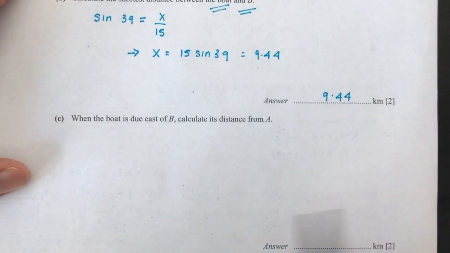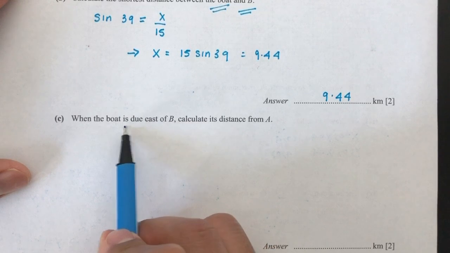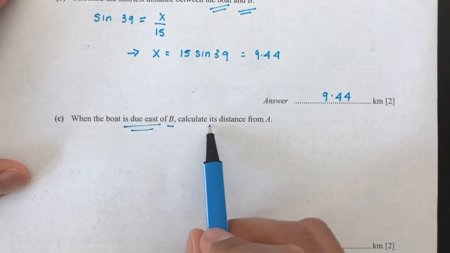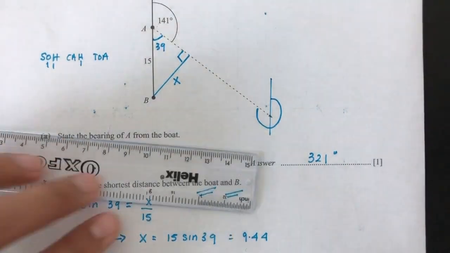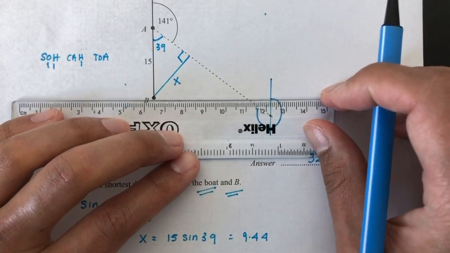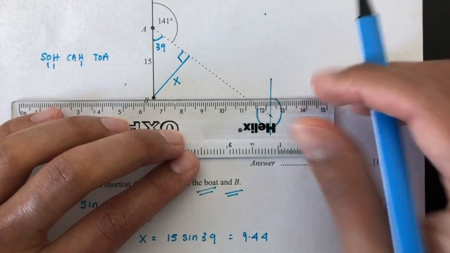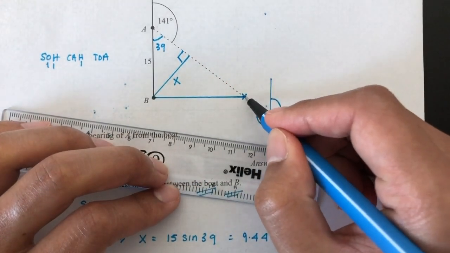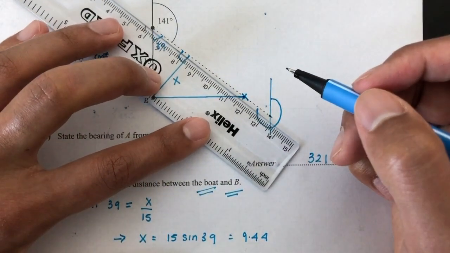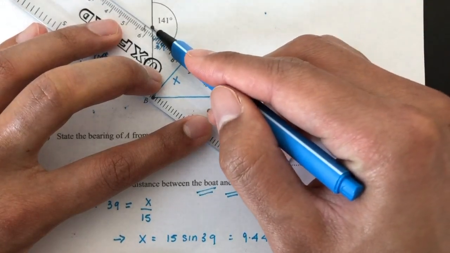Now for part C, when the boat is due east of B, calculate its distance from A. So it's saying that when the boat is due east of B, so when the boat is exactly to the right of B, this is what it means. So basically the boat is in this position here. That's the boat. Find its distance from A. So find this distance.